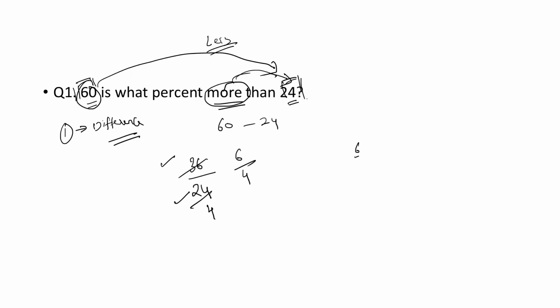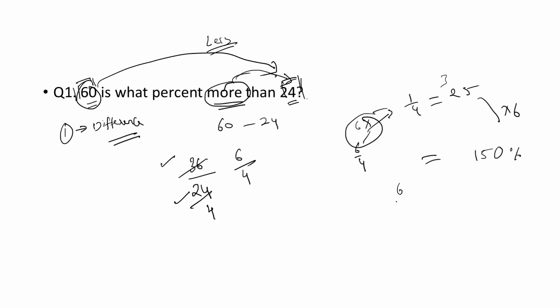Yes, you got the fraction of 6 by 4. And you know the fraction 1 by 4 is nothing but 25%. So the value of 6 by 4 is multiplied by 6. So if you are multiplying 6 on this side, you have to multiply by 6 on the other side also. So 25 into 6, 5 sixes are 30, it will be 150%. So 6 by 4's value is nothing but 150%. So I can say that 60 is 150% more than 24. Are you getting the point?